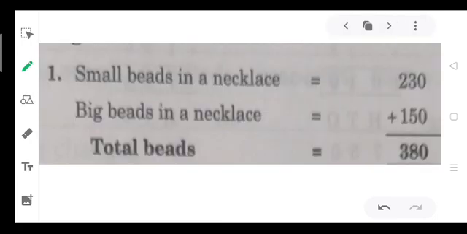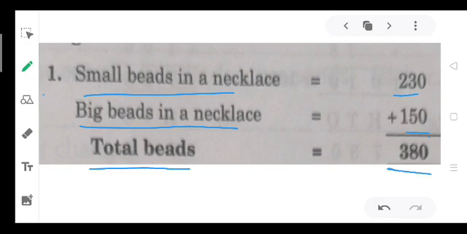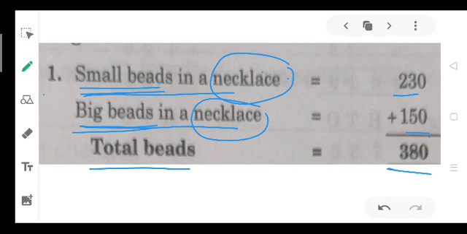See, this solution is in front of you here also. Small beads in the necklace 230, big beads in necklace 150, total beads you will add here and it becomes 380. And in your notebook, if there is not sufficient space, then you can skip the word necklace. You can simply write small beads this, big beads this. Okay.